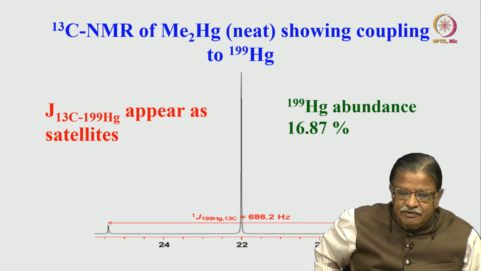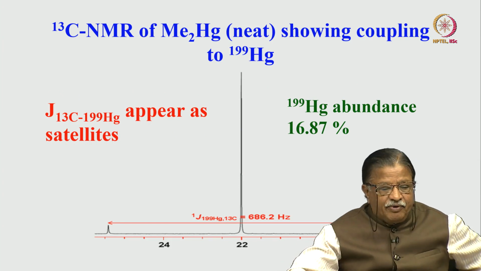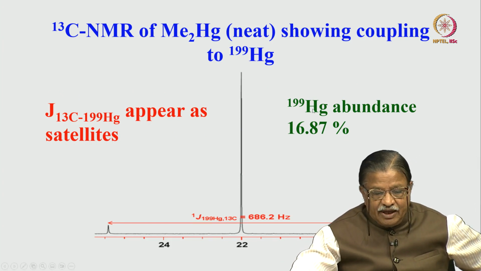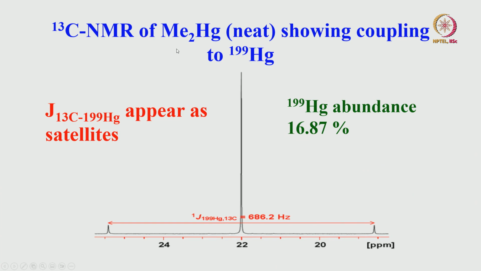Look at this molecule, this is dimethyl mercury, a neat sample, not dissolved in any solvent, and this is a mercury carbon 13 NMR. Mercury has several isotopes, usually mercury 199 is what we have to consider, 201 and others are very difficult to detect. So mercury 199 is the nucleus of our choice most of the time. It has an abundance of approximately 17%, and that can couple to carbon 13 and give rise to satellites.